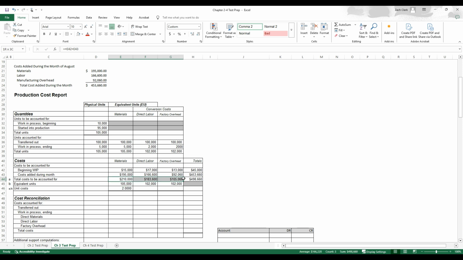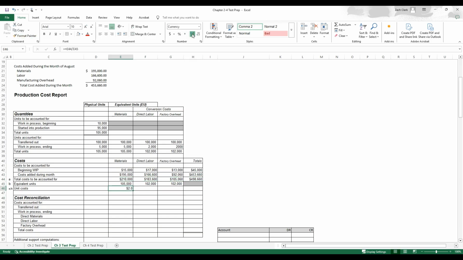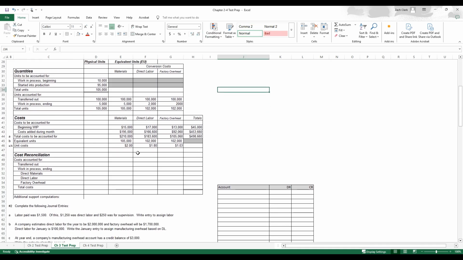These are dollars, so I'm going to format those, and then I'm just going to do it so y'all can see. Cost divided by units equals cost divided by units. Okay, add some decimals there. Okay, so now we've got our unit costs in materials, labor, and overhead.